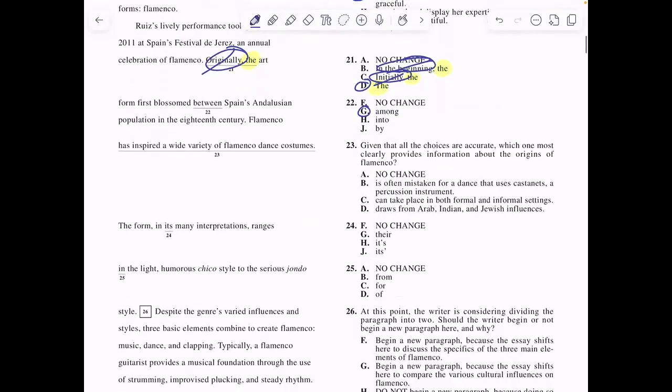Okay. 23, all are accurate. Which one clearly provides information about the origins? Where did flamenco start? It has inspired a wide variety of dance costumes. Okay, that doesn't tell me where it started. D, done. Easy peasy. It evolved or it draws from Arab, Indian, and Jewish influences.